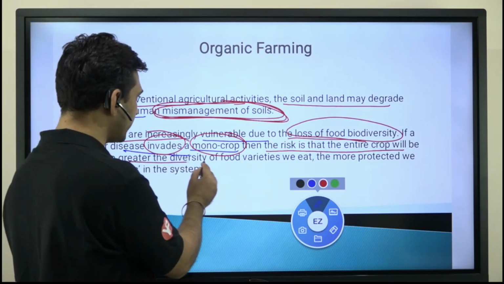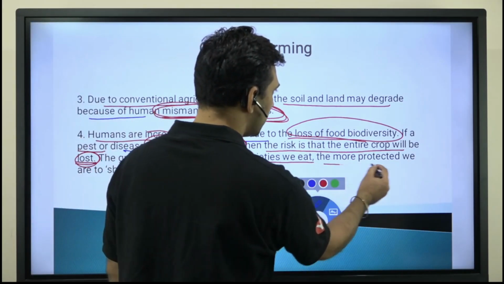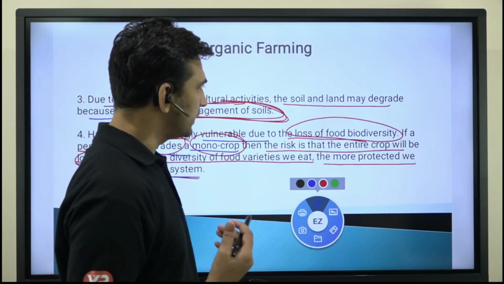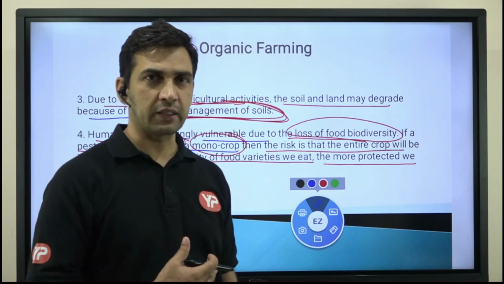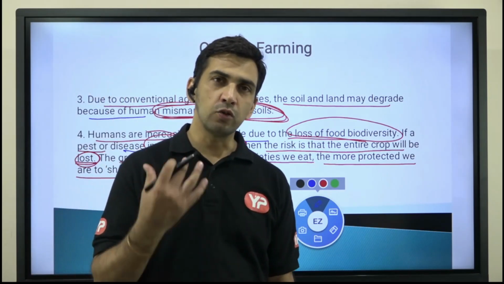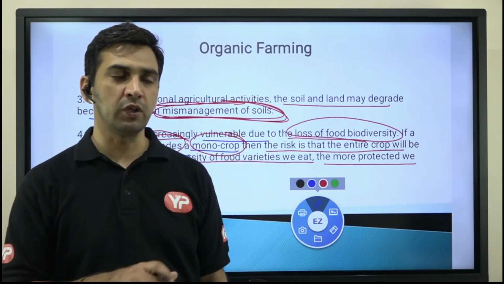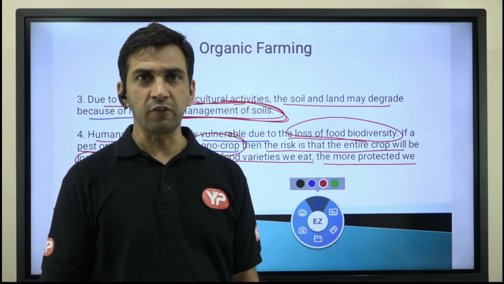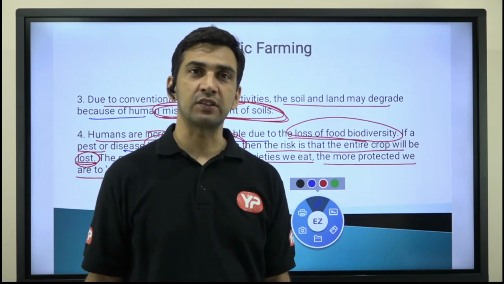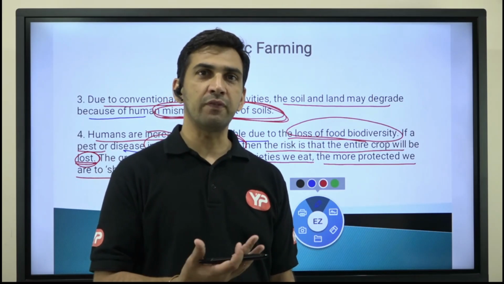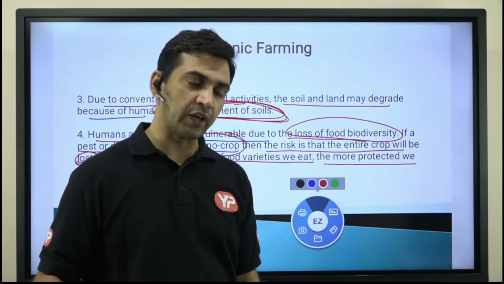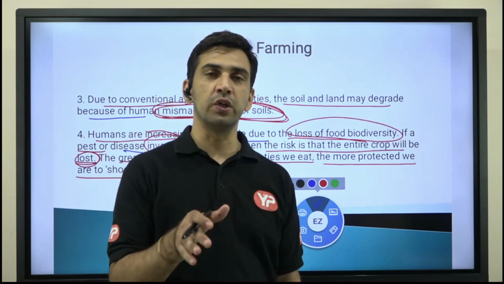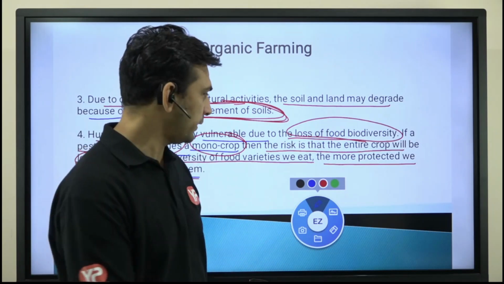So greater the diversity of the food variety we eat, the more protected we are to the shocks of the system, right? So in simple terms, that means the crop diversity got reduced because we started focusing on the monocrop culture, and the associated effects started coming out. That is why we are coming out of this particular method and moving slowly towards organic farming, right?